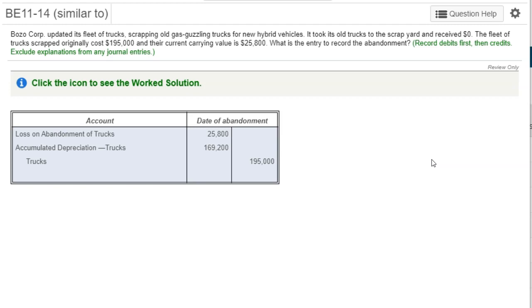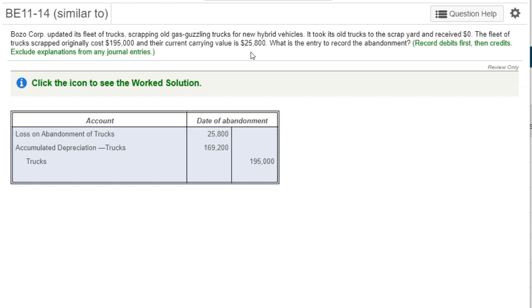So in the beginning, what we're going to do is just see trucks has a debit balance of $195. We're going to credit trucks for $195. So we're saying goodbye. The accumulated depreciation has to go at the same time that the asset goes. But they didn't give us accumulated depreciation. What they gave us was a carrying value. Now you guys are all very smart intermediate students, so you know carrying value is simply cost minus accumulated.